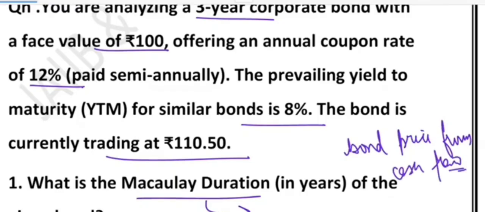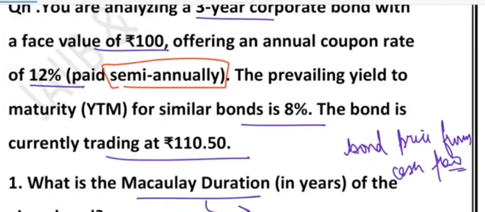So basically, it considers both the timing and the size of each payment. Yes, timing is also considered and size is also considered. Now, as you can see here, this particular bond is paid semi-annually. You can see this word written here, semi-annually, right?